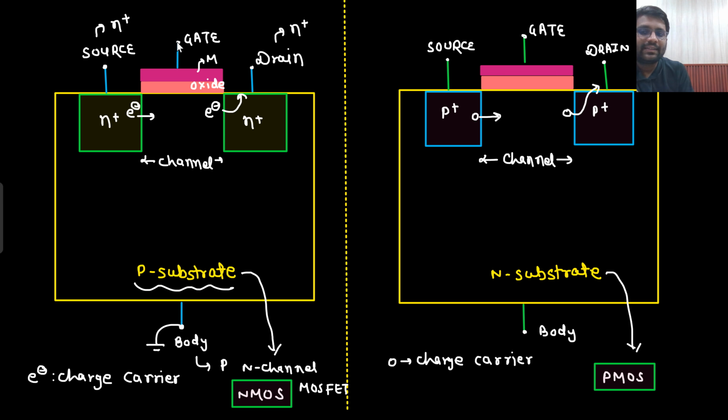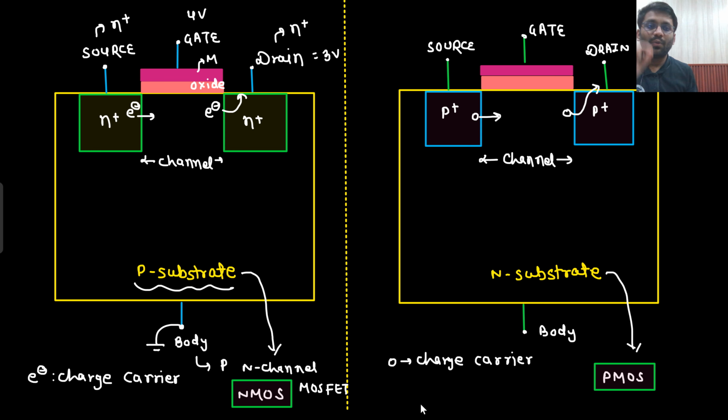Now I need to apply, let's just say at gate, some potential. Let's say at gate I am applying 4 volt. So this 4 volt I am applying with respect to something, no? 4 volt with respect to ground, right? With respect to something I need to apply. At drain, let's say I need to apply 3 volt, with respect to something I am applying it.